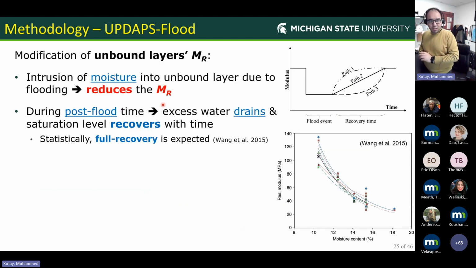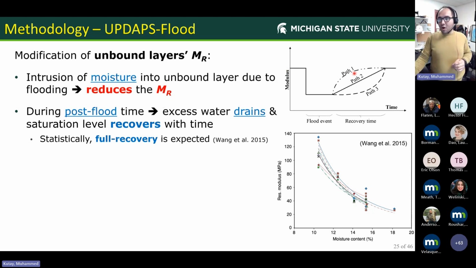The next one is the modification of the unbound layers' resilient modulus. We know that the intrusion of moisture into the unbound layer due to flooding can reduce the resilient modulus. With higher moisture, you have lower resilient moduli. During the post-flood period, because the excess water drains out of the pavement structure, the saturation levels recover to the normal levels, and some studies show that statistically a full recovery can be expected. So the resilient modulus goes back to the initial level.